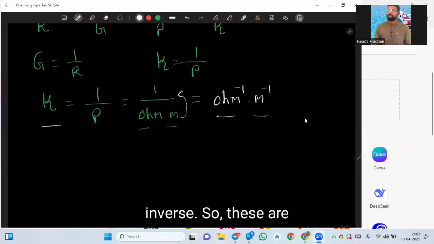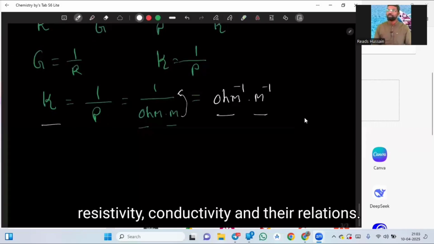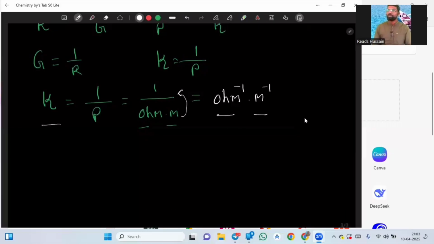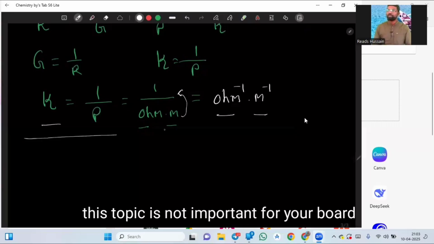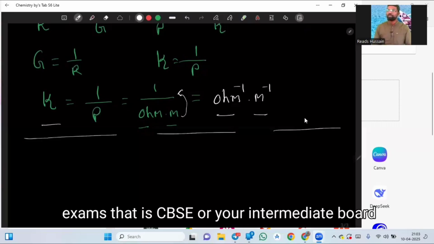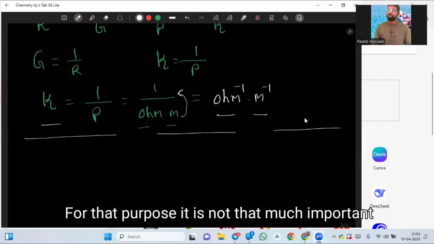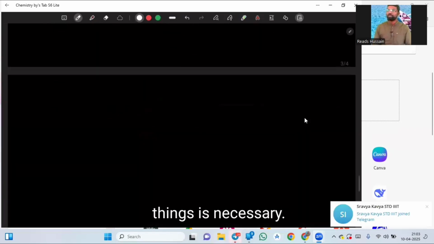So, these are the few things we need to know basically: resistance, conductance, resistivity, conductivity, and their relations. The most important thing here is units. Units are asked in the competitive exams, but this topic is not important for your board exams, that is CBSE or your intermediate board exams. For competitive exams, knowing all these things is necessary.